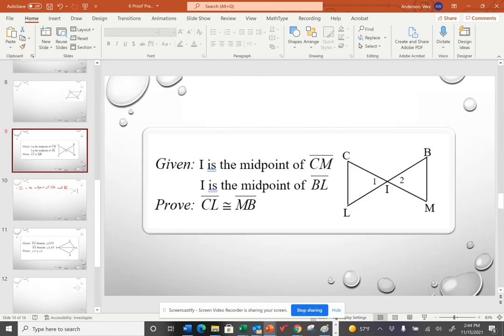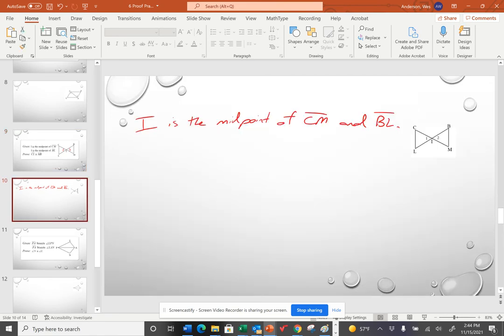So that's kind of nice. And that's our given, right? It says that. Can you also see that angle 1 is congruent to angle 2 because they're vertical angles? Hopefully you can. So I can state angle 1 is congruent to angle 2 because they are vertical angles. All right.